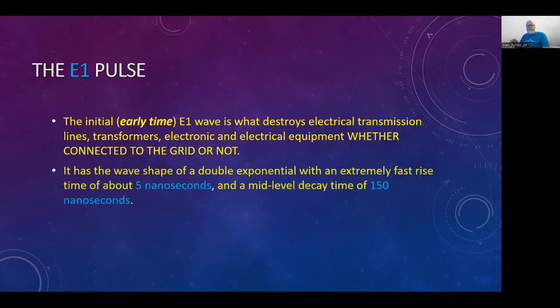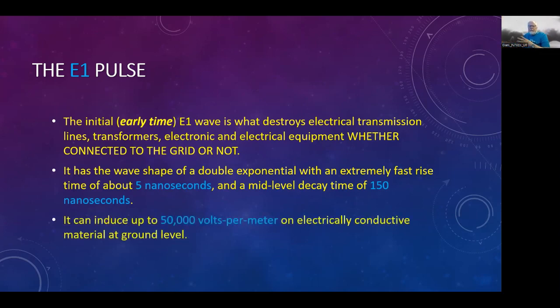It has the wave shape, and we already saw that as a double exponential with the extremely fast rise time of about 5 nanoseconds. 5 nanoseconds, that is 5 1/1000ths of a second, and a mid-level decay time of 150 nanoseconds. Extremely fast.